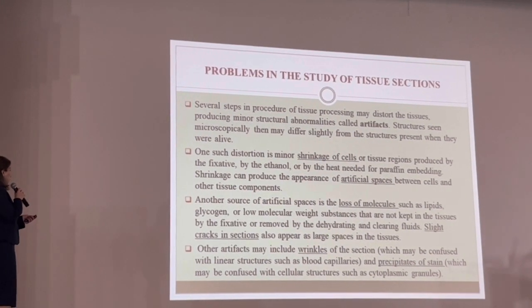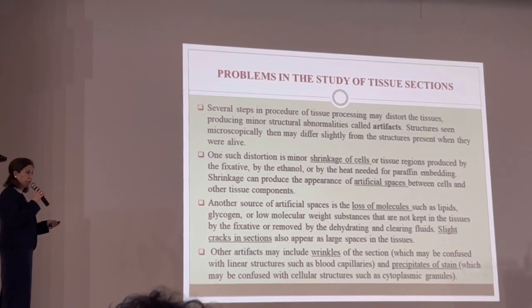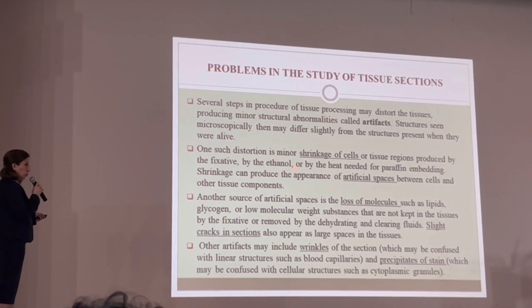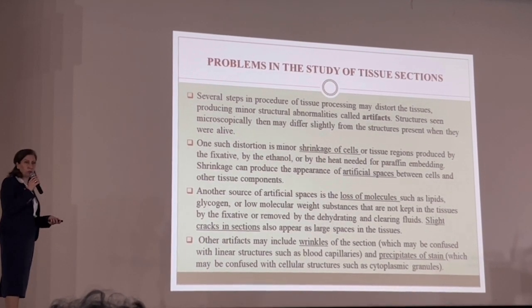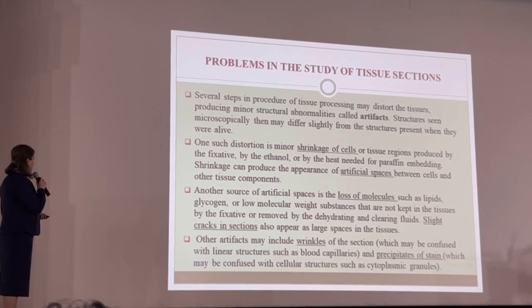So in this type, it is produced by the effect of the fixative, causing shrinkage. For example, by the alcohol or the ethanol in the dehydration stage, or sometimes because of the heat which is used during the process of impregnation by paraffin wax.